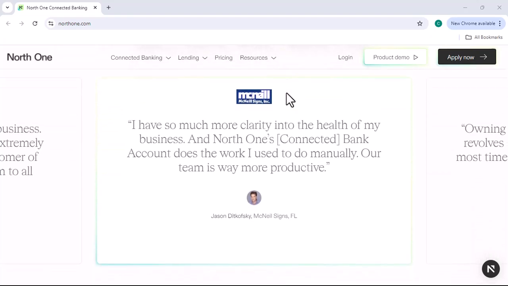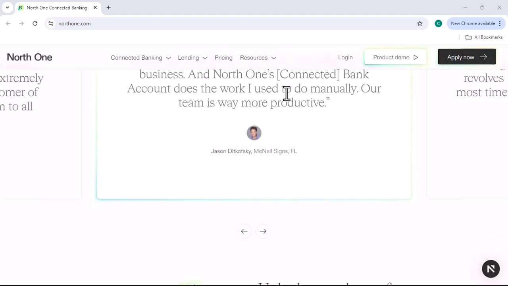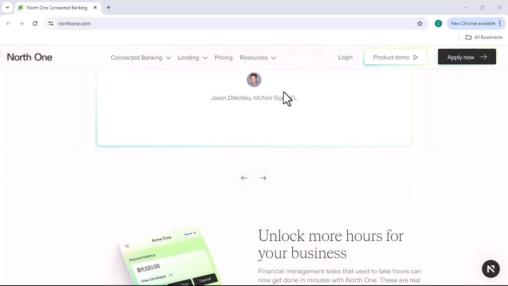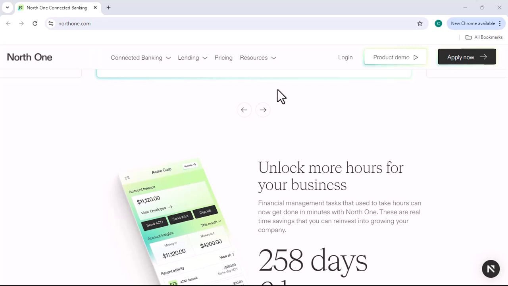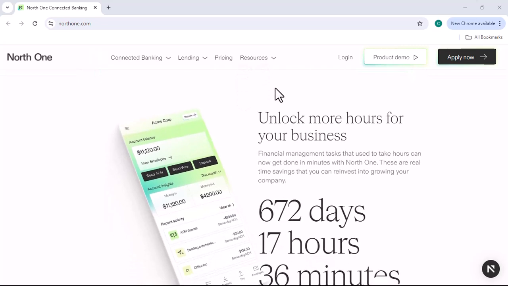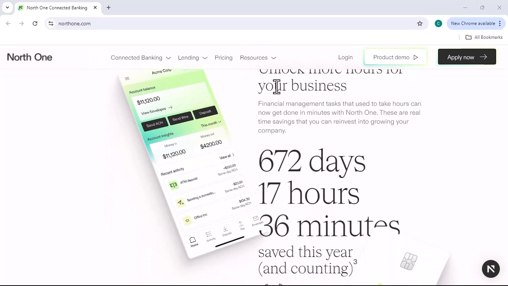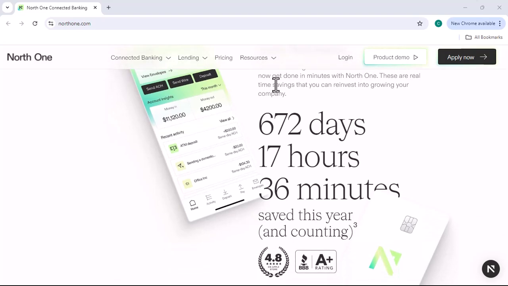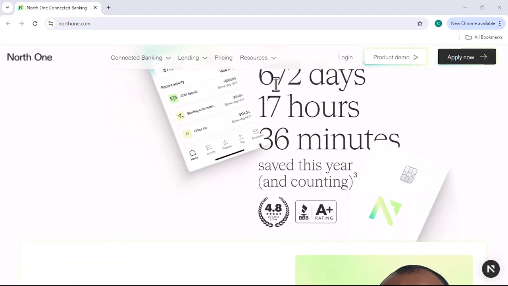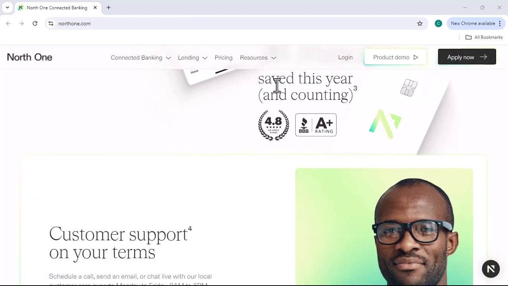Third, keep track of your deposit history. This will help you stay within your limits and avoid any surprises. You can typically view your deposit history within the Northone app. Regularly reviewing this information can also help you identify any potential discrepancies or errors.